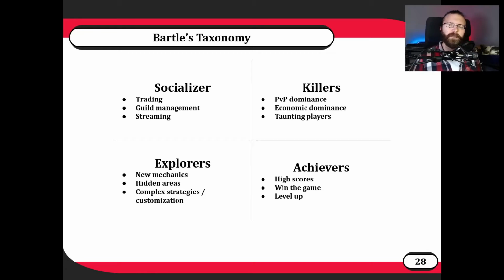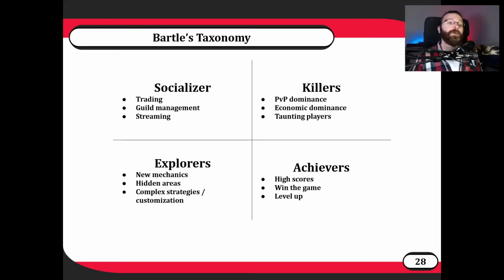We have the killers, who are primarily interested in PvP dominance or dominating economies in a game, really just destroying the way that resources work for everybody. And this is where a mechanic like being able to taunt other players comes in. It's appealing to these people specifically. And we have our achievers, where we see things like high scores, leveling up, winning the game, and, well, achievements. All of these things are going to appeal primarily to achievers.